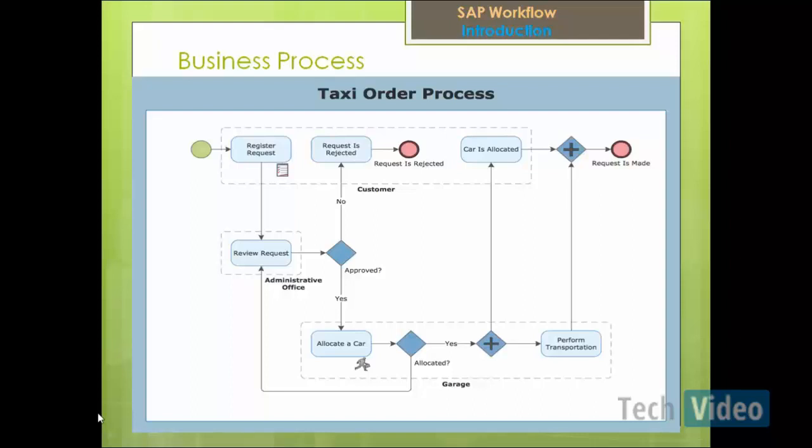Once he submits his request, this request has to be sent to the responsible department, the administrative office of the taxi order process. So what is this actually? The whole process is about booking a cab. A customer and the service provider are the two end points. The customer is requesting something and your taxi provider has to respond to the customer's request.